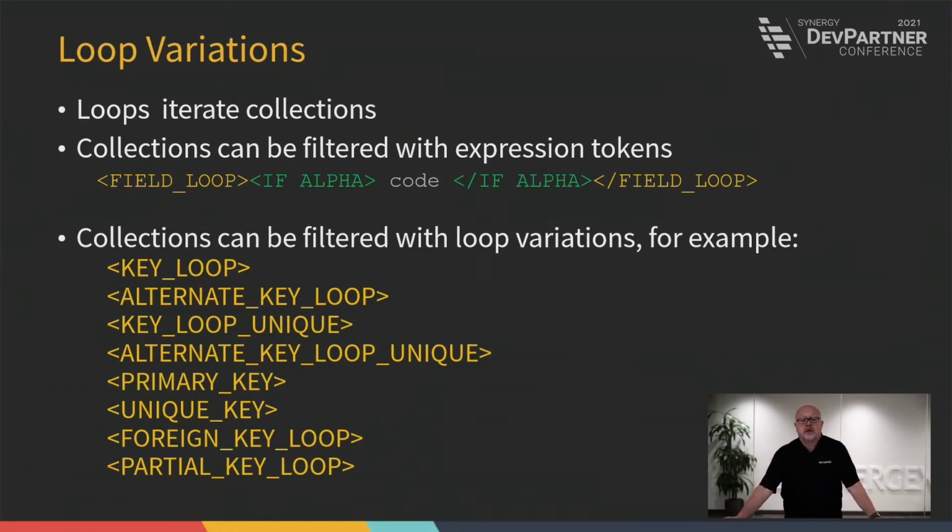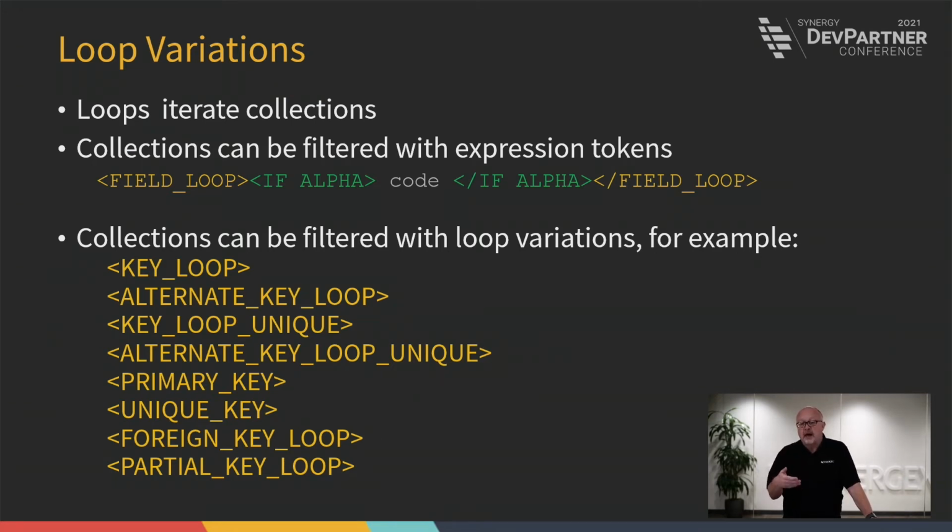As well as loops, there are loop variations on some of the loops, not all. Key loops in particular have a lot of variations, as you can see on the slide here. And there are some variations for some of the other loops. The idea is that a straight key loop just says iterate through every key that's defined on the structure, but then you might want to do different things. So for example, the alternate key loop basically does the same thing, but it ignores the primary key. So it only iterates through the alternate keys.